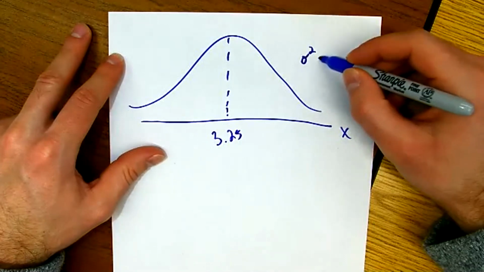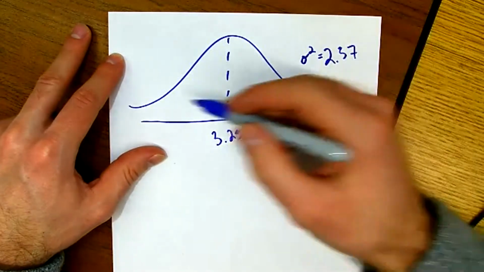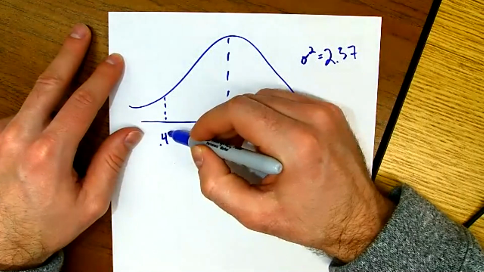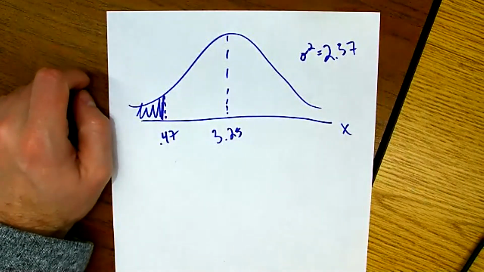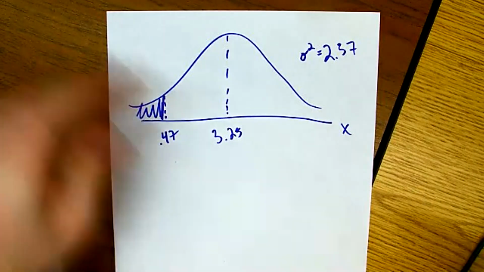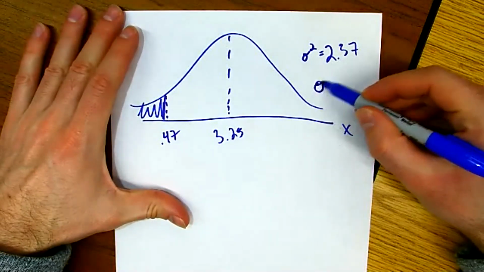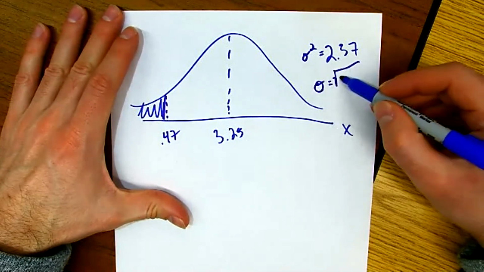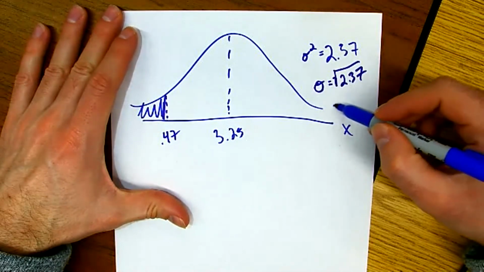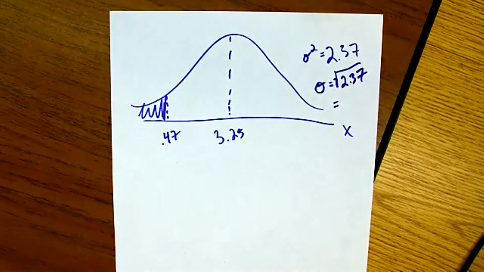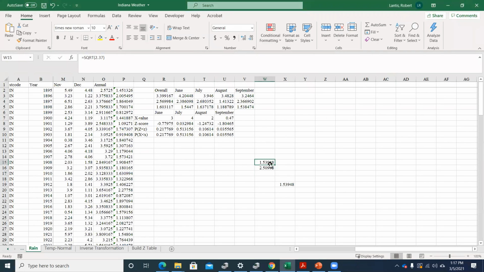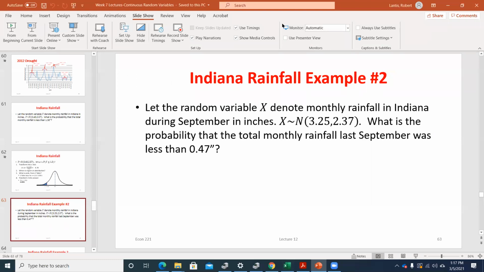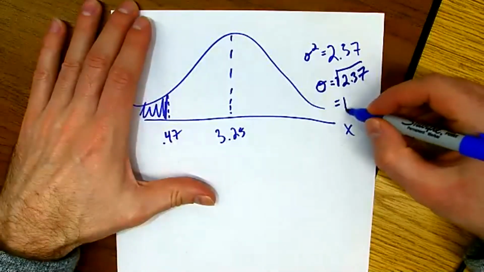We have a variance of 2.37. What's the probability we saw 0.47 inches of rainfall or anything less? Well, our standard deviation is going to be the square root of 2.37, which I'm going to use Excel to calculate real quick, but I think is what I had earlier. Yeah, 1.54. So the standard deviation is 1.54.